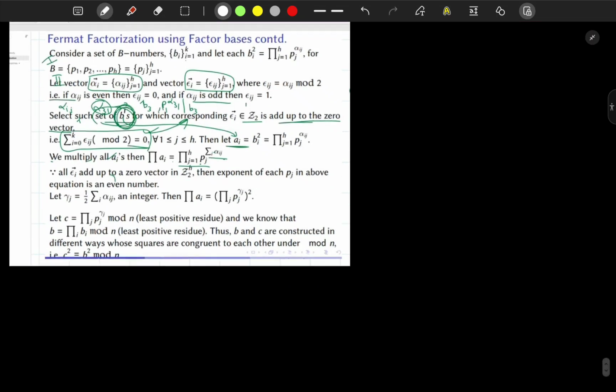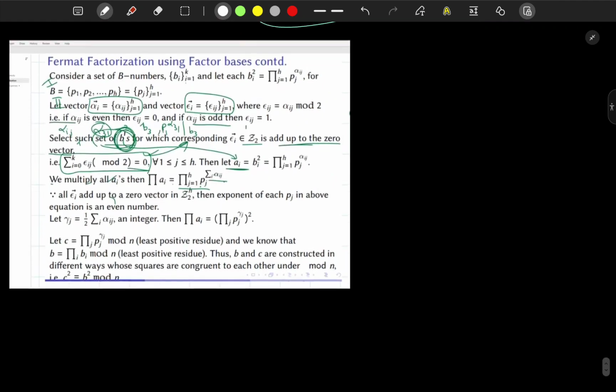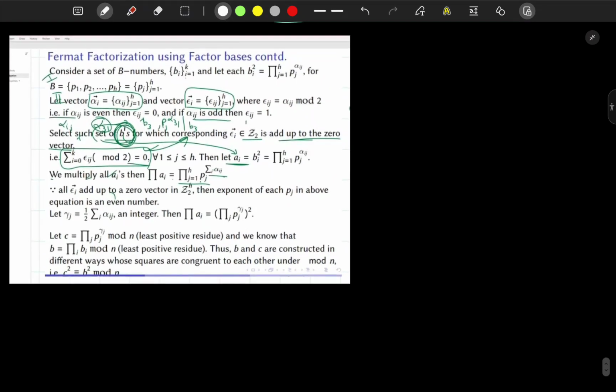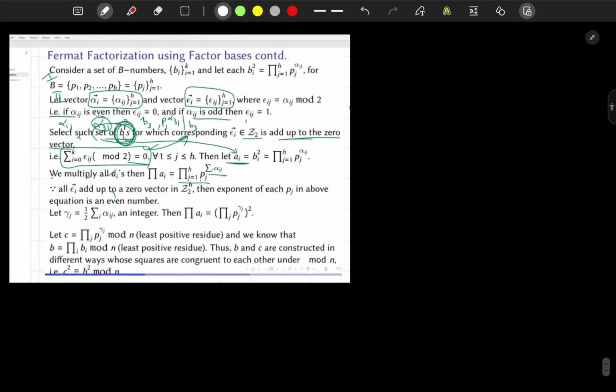Hello, hi. Welcome to another lecture. In the last video, we discussed the Fermat factorization method. The basic idea is that we assume n is an odd composite number which can be factored into a times b, where a and b are very close to root n.